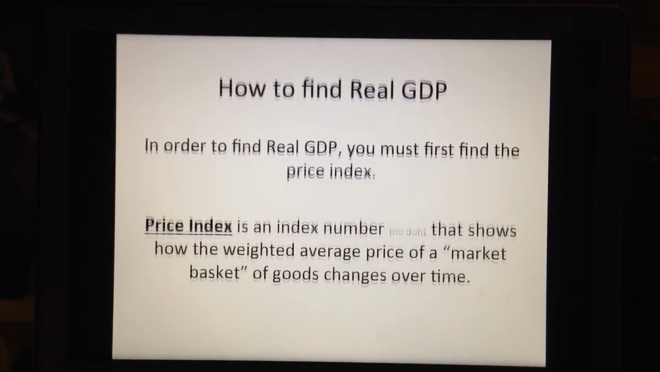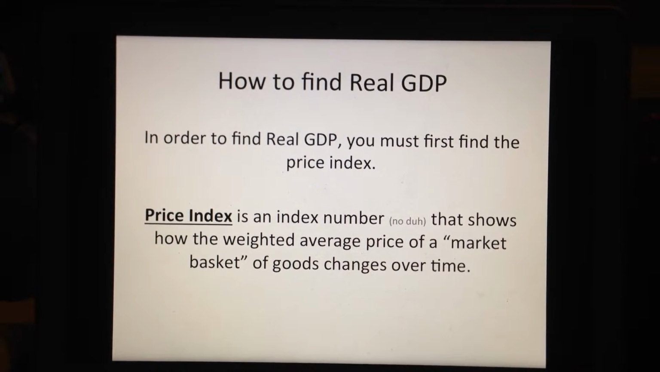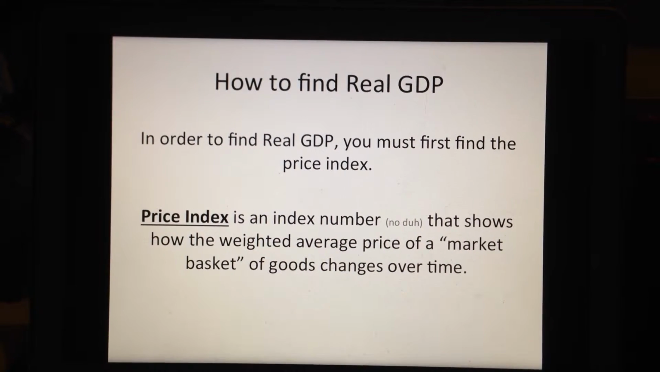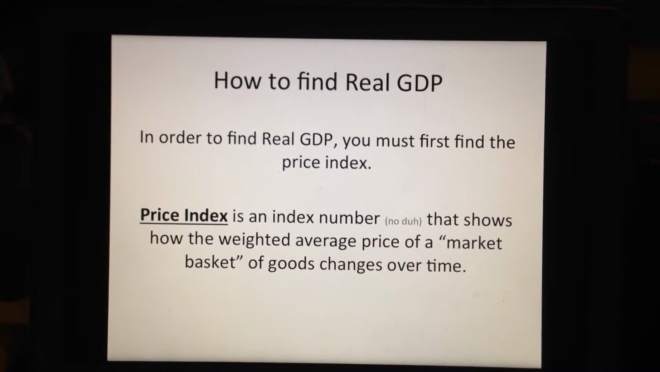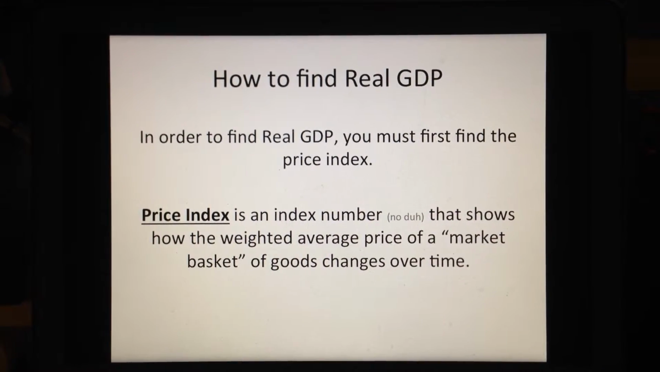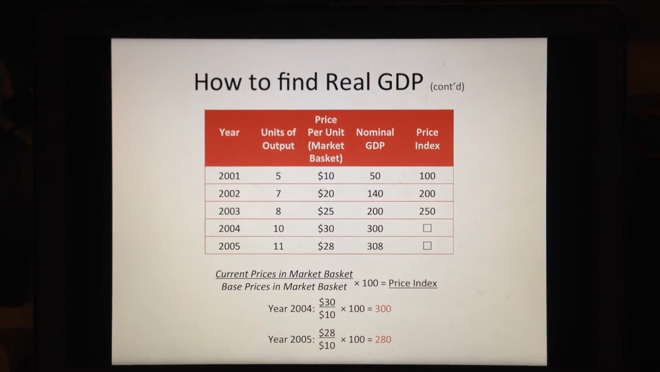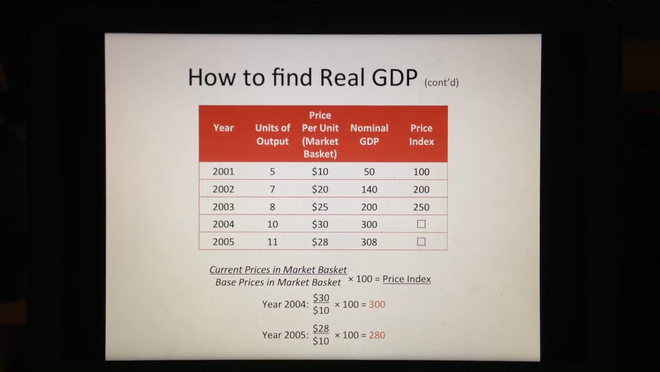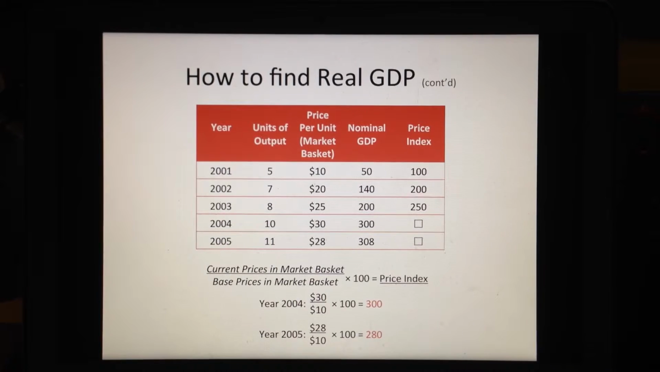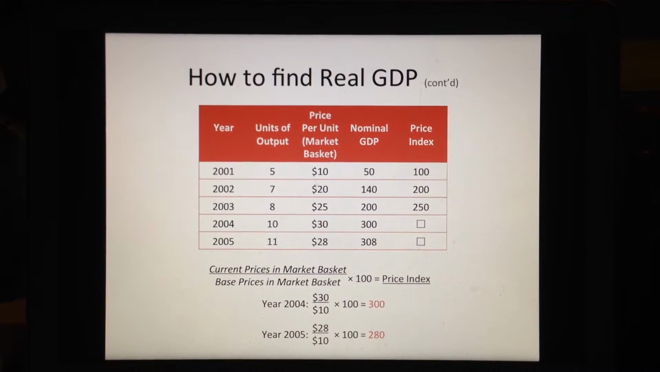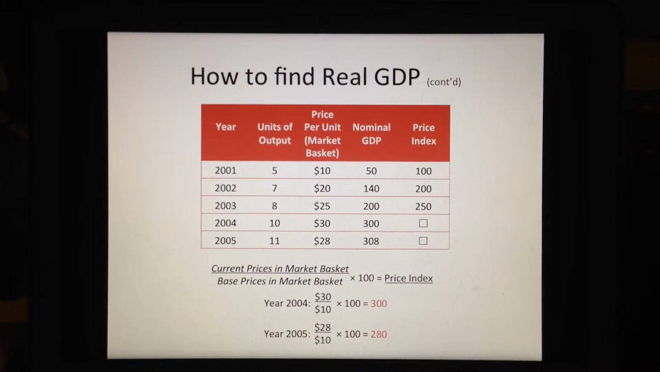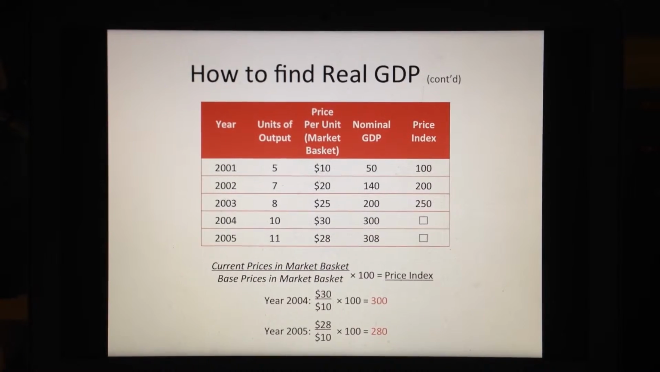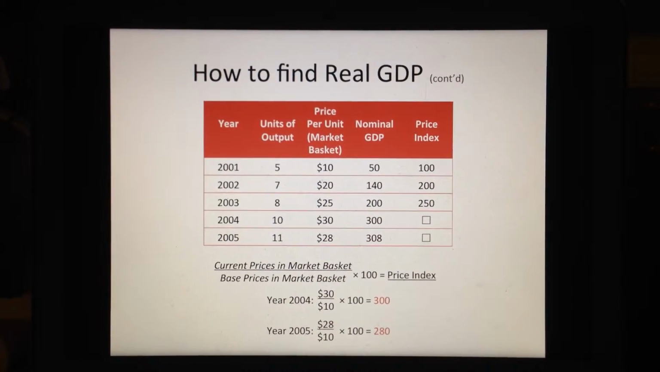Before we can find the real GDP, however, we must first find the price index, which is an index number that shows how the weighted average price of a market basket of goods changes over time. To find the price index, you must divide the current prices of the market basket by the base prices, and then multiply by 100. For the year 2004, we would divide 30 by 10 and multiply it by 100, giving you a price index of 300. The price index for the year 2005 is found the same way.